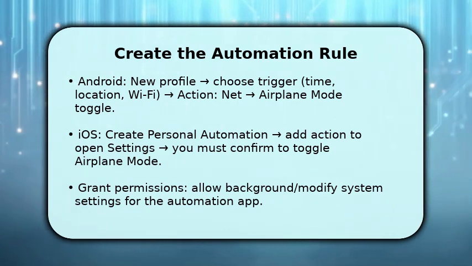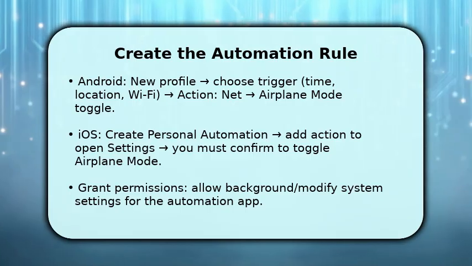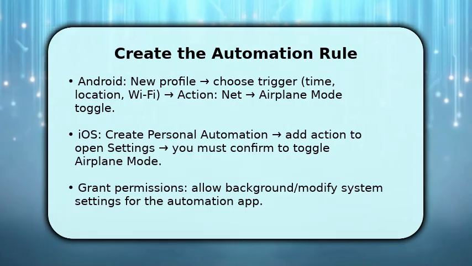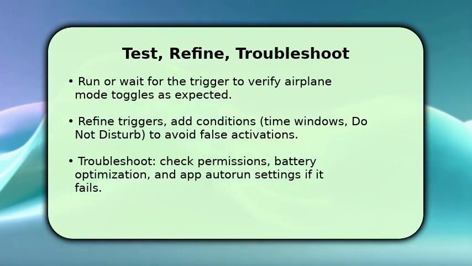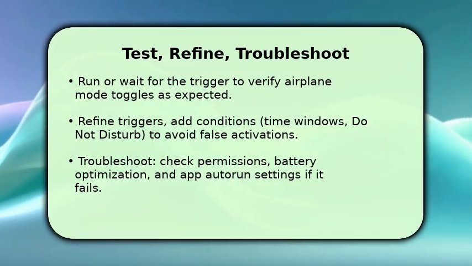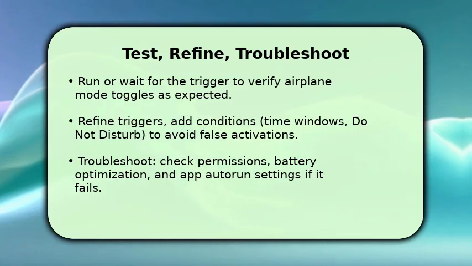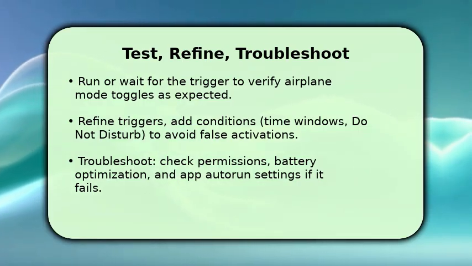Finish by testing the automation with its trigger so you can observe exactly what happens. Don't skip this because small misconfigurations cause silent failures. Once done, refine conditions. Add time windows or require Wi-Fi SSID to avoid unintended toggles.